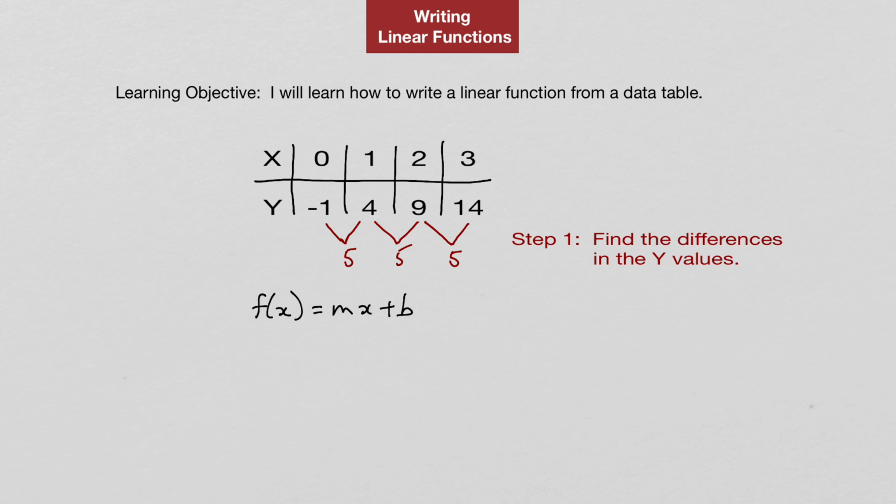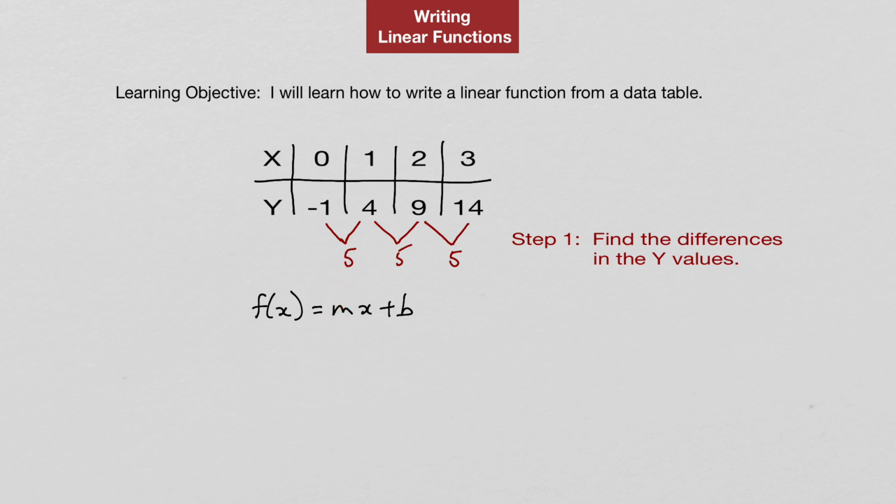If you recall, this should look like the slope-intercept form for a linear equation, where last semester you learned that this was y is equal to mx plus b, and in this case we're just calling our y f of x. And we're setting that equal to mx plus b. So what you're going to do is take this 5, which is the difference in the y value that we just calculated earlier, and we're going to replace m with that number.